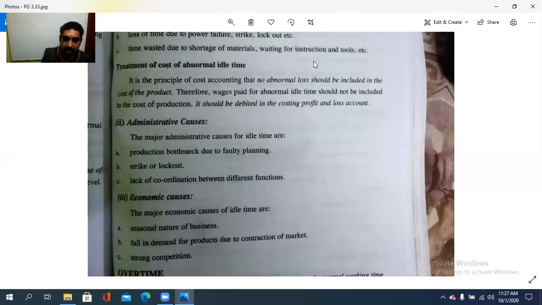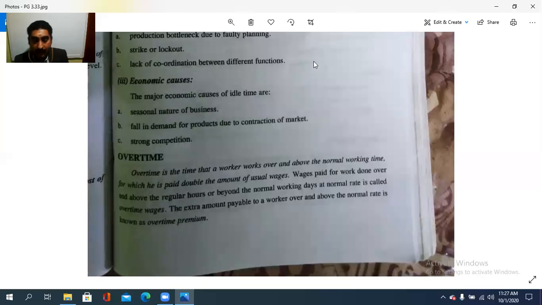Then fall in demand for products due to the contraction of the market. മാർക്കറ്റ് ചുരുങ്ങുന്നതിനനുസരിച്ച് ഡിമാൻഡ് കുറയുന്നു. അങ്ങനെ വരുമ്പോൾ എന്താ, we are not at all taking the production of that particular commodity, and also strong competition. So these are the cases with regard to idle time. So that is the idle time, productive causes, administrative causes and economic causes. So next is, so we see idle time.